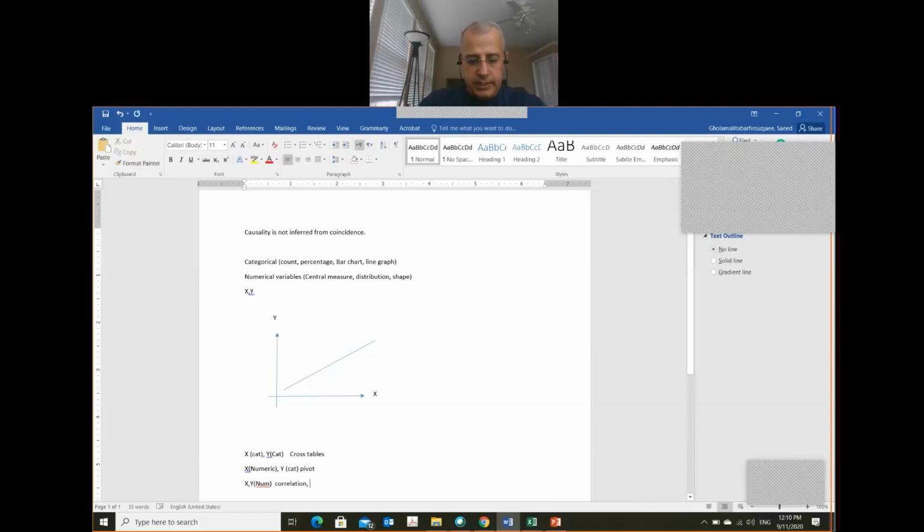Okay, so whenever you hear the term correlation or covariance, which is the other form of relationship among variables, you should know that we are dealing with two numerical variables. So we cannot use correlation or covariance when any of our variables is categorical. So for two categorical variables, we use a cross table. If one of the variables is categorical, we use a pivot table. And when all of the variables in our data sets are numerical, we use correlation and covariance. So these two terms are specific to just numerical variables.